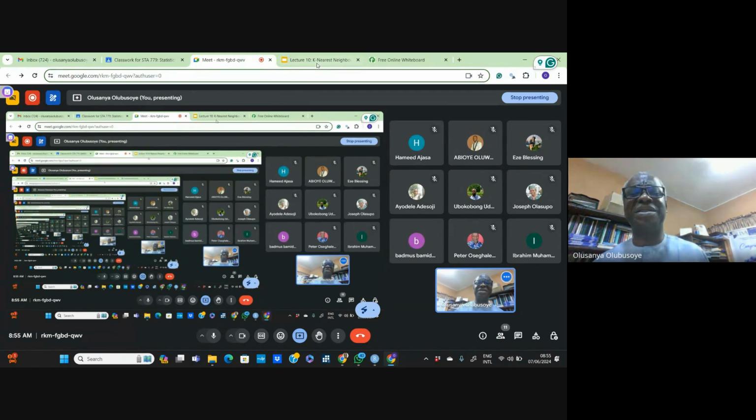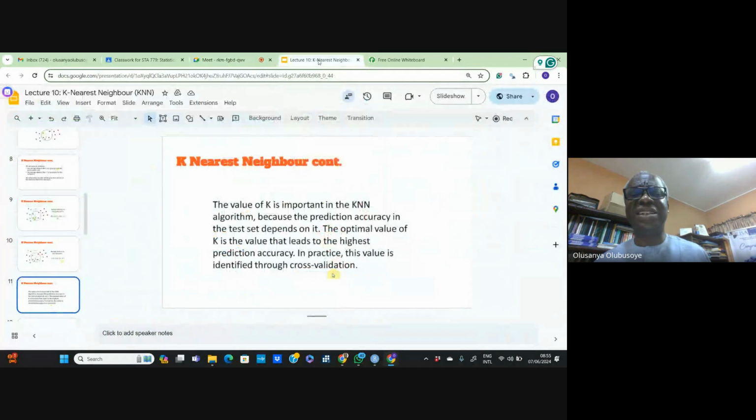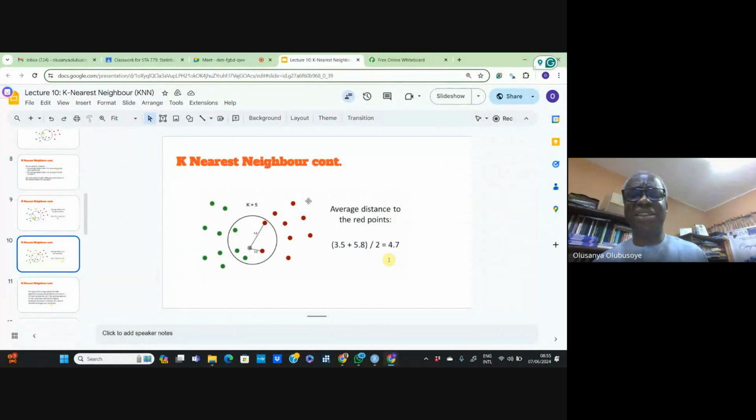And it's just by coincidence that the average for the green is smaller. It doesn't work like that all the times. Hello, Prof. You have to do the calculation.